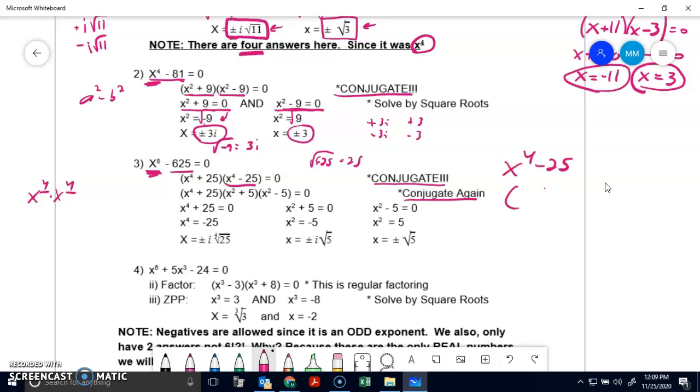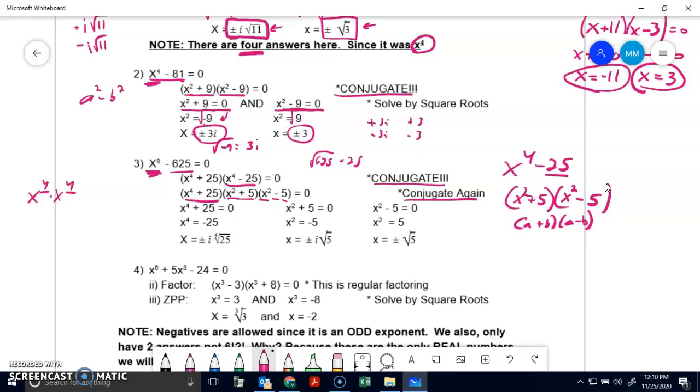X to the 4th minus 25 can break up again. X squared and x squared. 25 is 5 and 5. 5 times 5. So I get x squared plus 5, x squared minus 5. And I'm just doing that a plus b, a minus b rule. Okay? A plus b, a minus b.